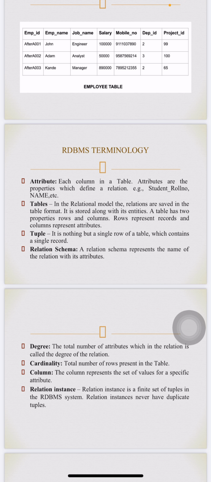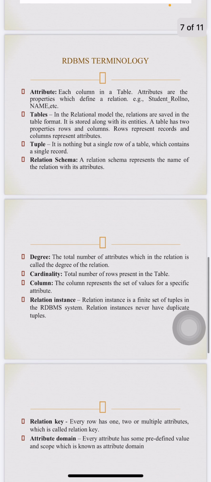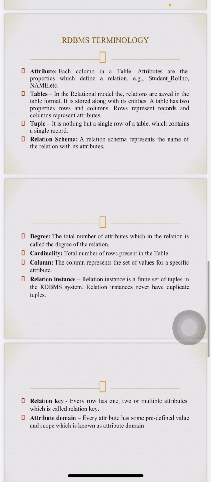Relational schema: a relational schema represents the name of a relation with its attributes. After that, degree. The total number of attributes in a relation is called the degree of the relation. There are four types of degree: unary, binary, ternary, and quaternary. Cardinality: it is also known as mapping cardinality, the total number of rows represented in the table. There are types of cardinality: one to one, one to many, and many to one.